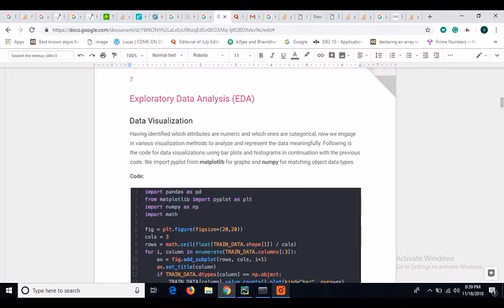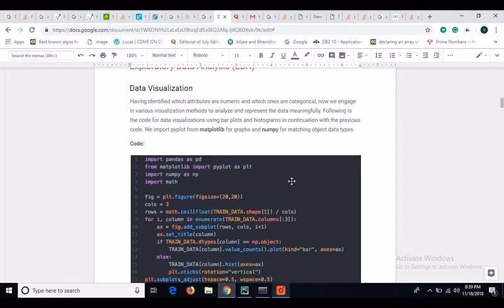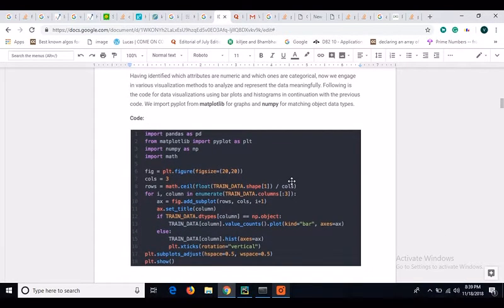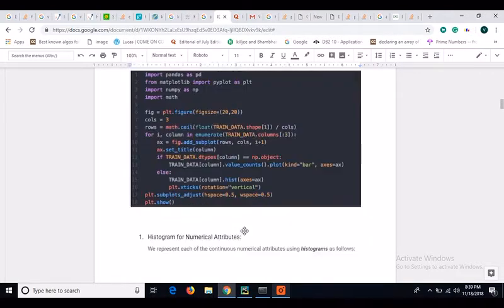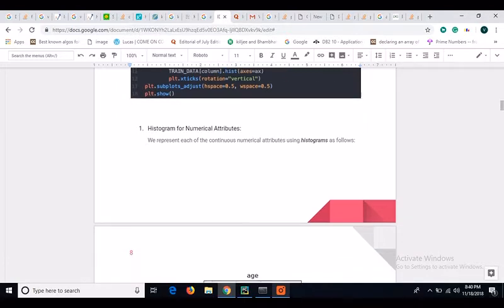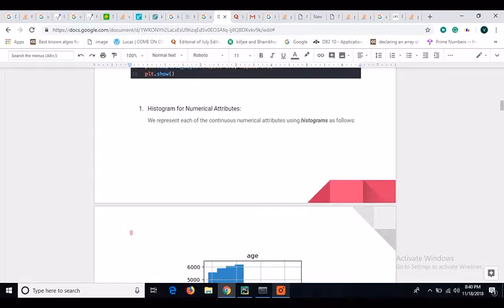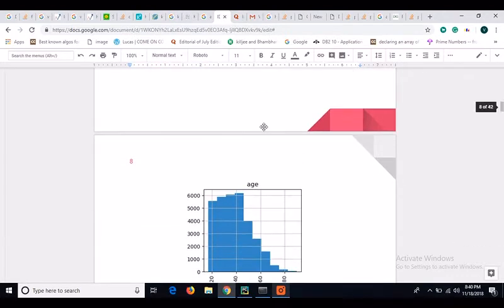Now we'll look at the exploratory data analysis. This section handles the preliminary data analysis of our data set. First, let us look at the data visualization section. We have used various Python libraries to visualize the data. Since our data consists of a mix of numerical as well as categorical attributes, we first look at the numerical attributes, which are 6 in number, that is 6 columns, using histograms. This is because histograms provide better meaning for numerical data than any other plot in general.